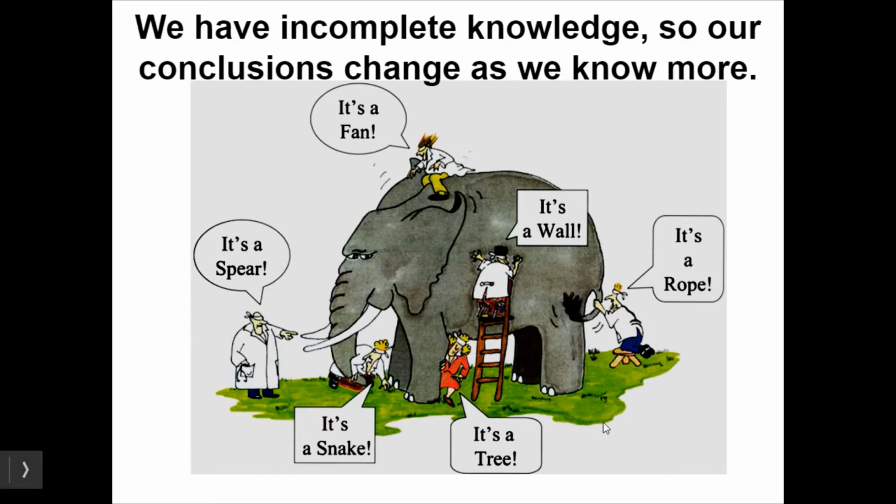Now, all of those people took good data. They made good observations. The only thing is they didn't have it all. They didn't see how all of those things went together. So of course, your conclusions are going to change if you don't have all the data. So none of these people are wrong. They just don't have all of it. So our conclusions would have to, of course, change as we know more.